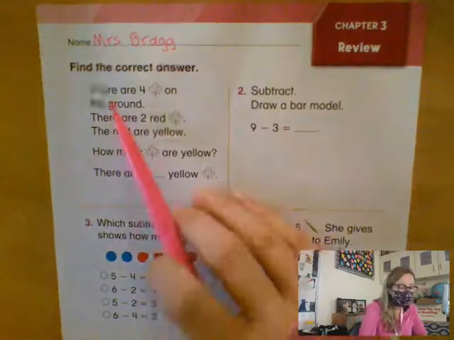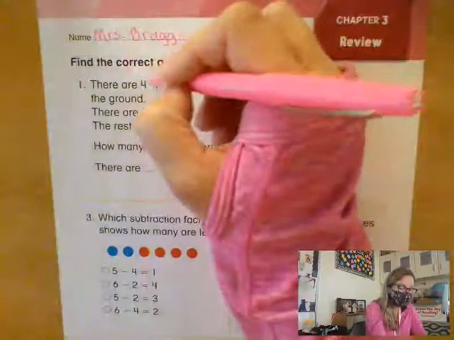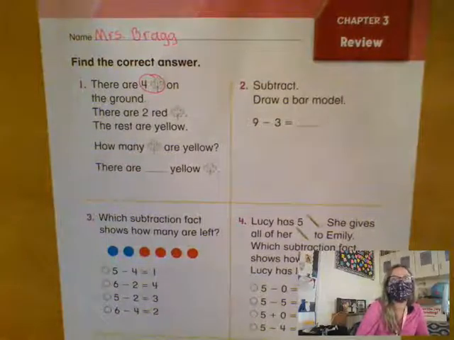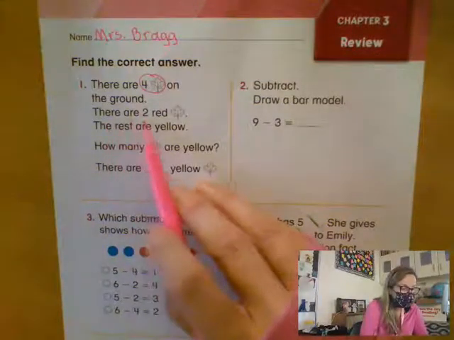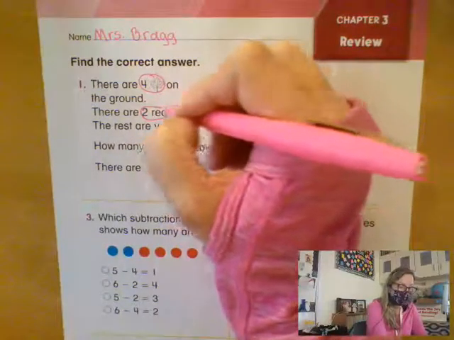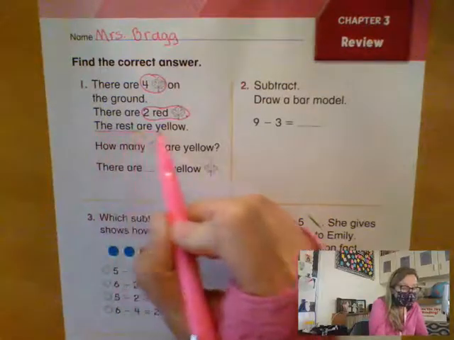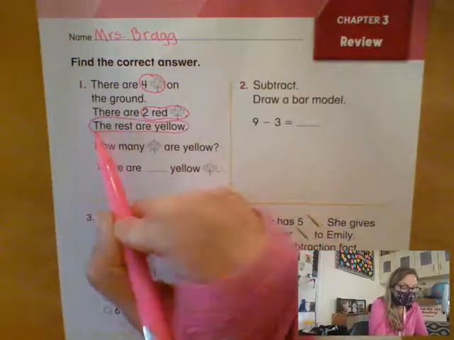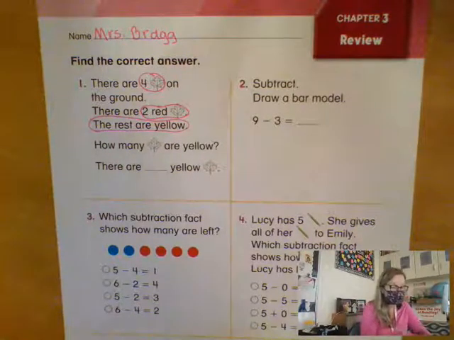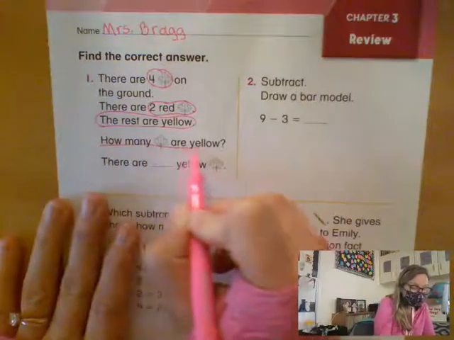So let's look at number 1. It says there are 4 leaves on the ground. So I want you all to circle that 4 leaves. Okay, so we know that that's going to be an important number in this equation. There are 2 red leaves, so circle 2 red leaves. We know that that's going to be an important number in this equation. And then it says the rest are yellow, so I'm going to circle that. The rest are yellow. So these are the things that I need to know in order to solve this equation, okay? Then our question, that's the one that we underlined, says how many leaves are yellow?